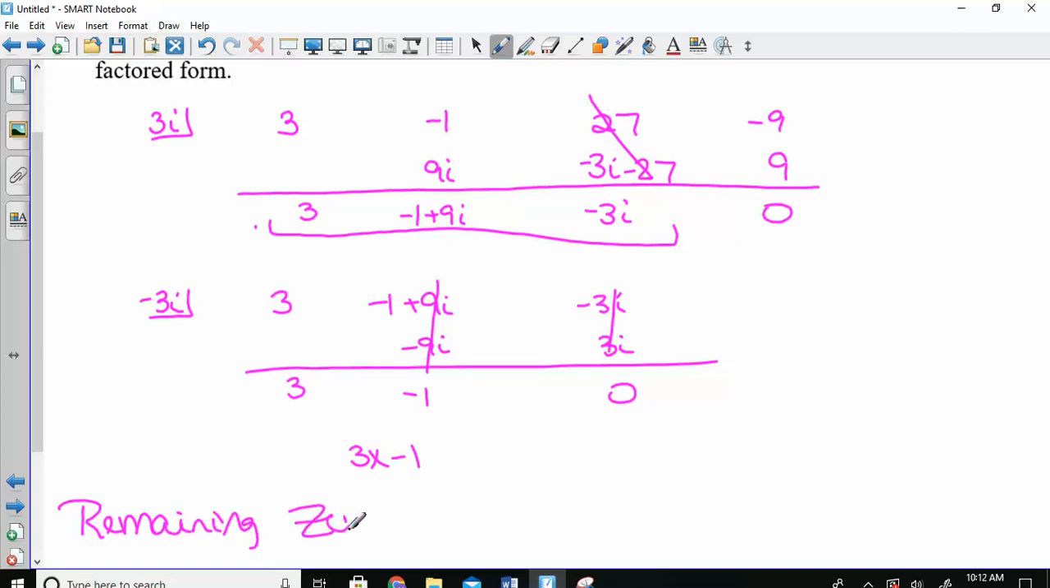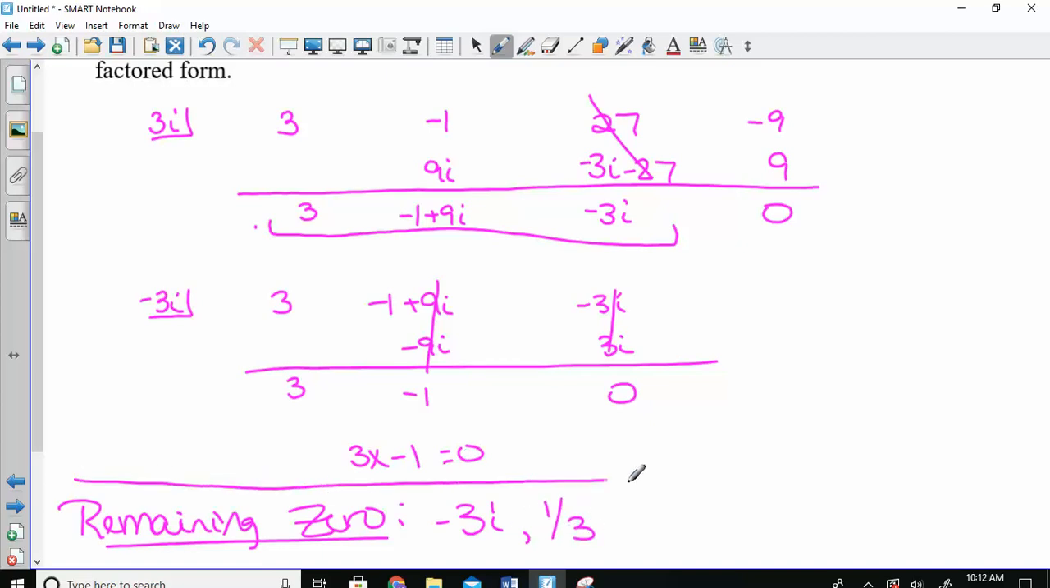So my remaining zeros: I gave you 3i. What else worked? Negative 3i. And what makes 3x minus 1 equal 0? 1/3. And that would be my final answer.